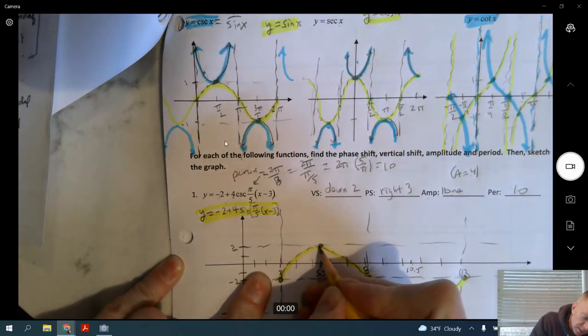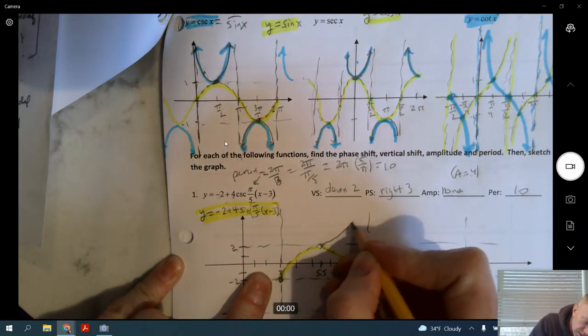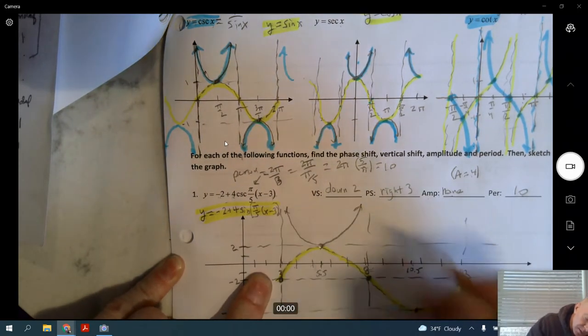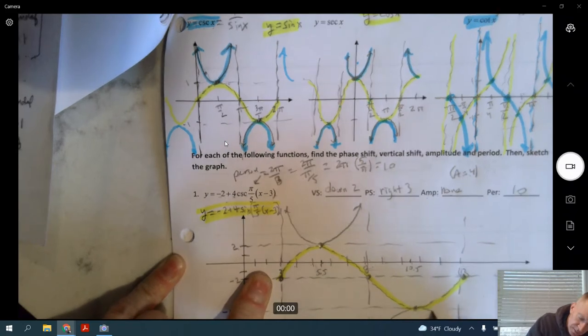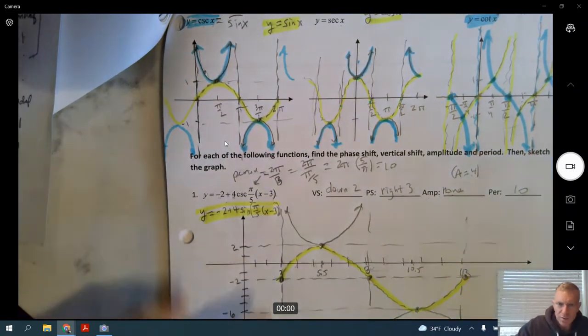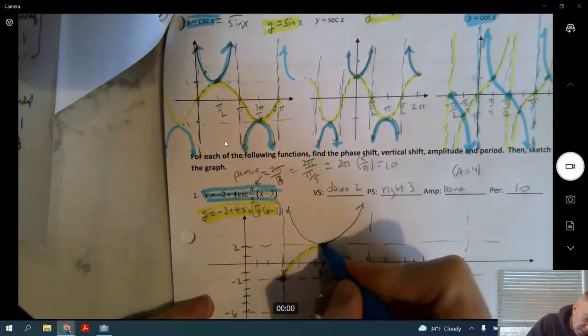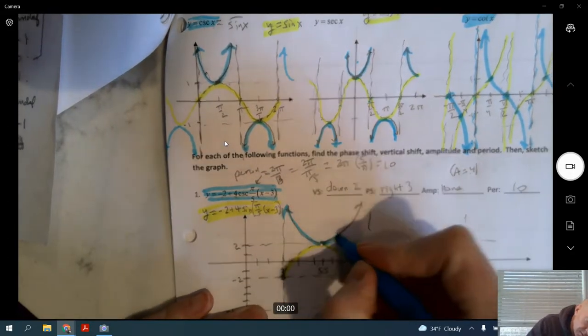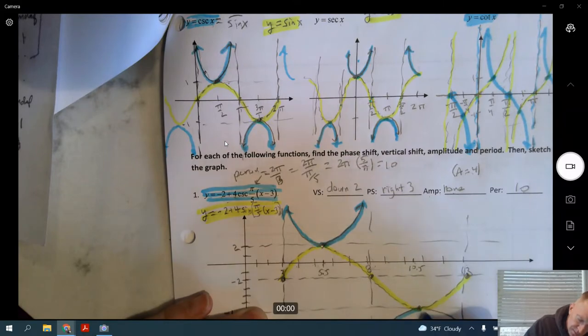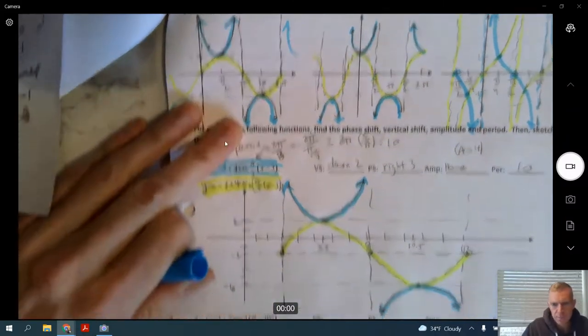And these max points are on both graphs. So you're going to now go up, and here we go down. So that is one cycle of your cosecant function. Okay.